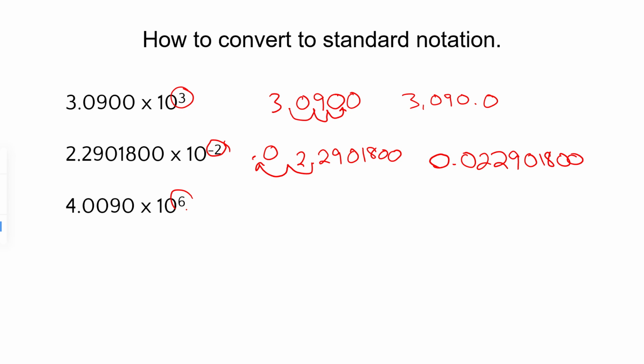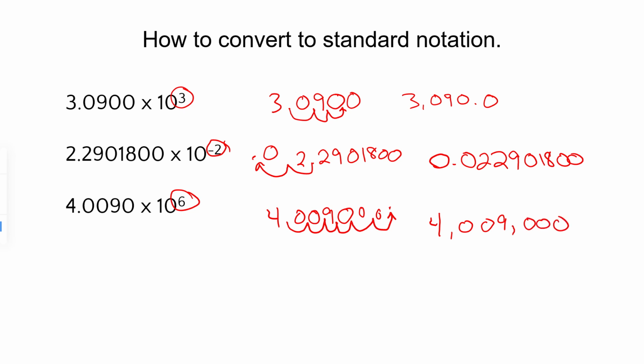And this problem here, so positive exponent, got to make this a bigger number, 4.0090. We move this 6 places to make it bigger, 1, 2, 3, 4, 5, 6. We're going to then fill in the zeros, and we end up with 4,000,009,000 as our final answer.